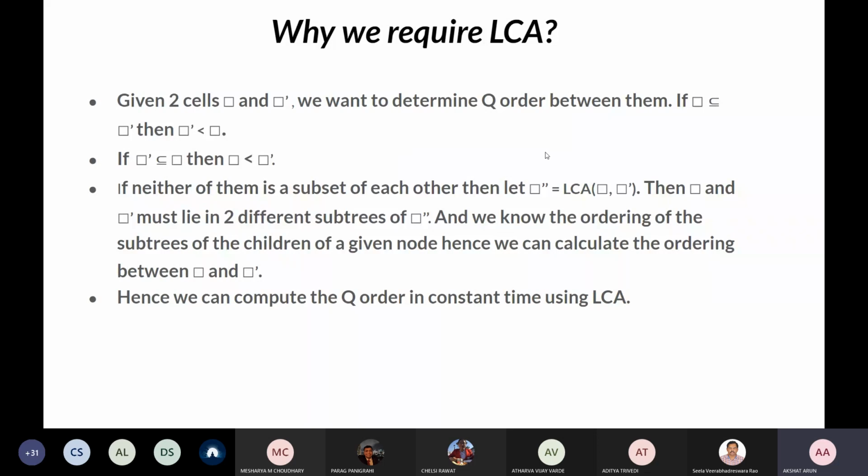Then let the square double prime be the LCA of square and square prime. Then it is clear that square and square prime must lie in two different subtrees of square double prime, which is the LCA. And we know the ordering of the subtrees of the children of a given node. Hence, we can calculate the ordering between square and square prime. Hence, we can compute the Q order in constant time using LCA, and we can compute the bit delta A, B in constant time. Hence, we can compute the LCA of 2 points in constant time. So we can also compute the Q order in big O of 1 time, that is constant time.